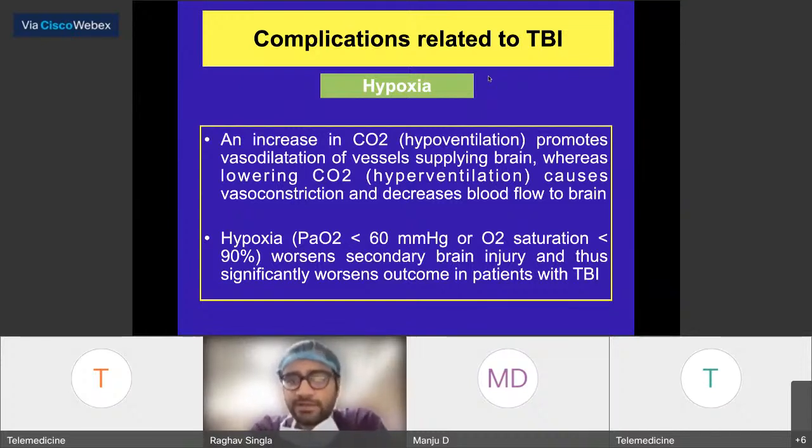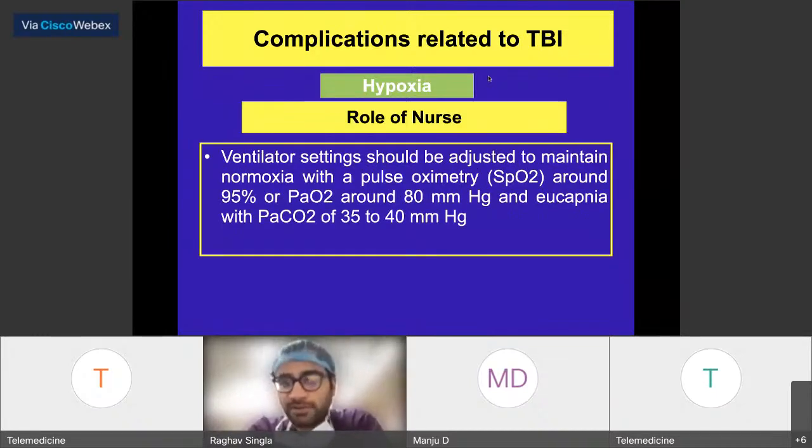As part of nursing care, we must see that the ventilatory settings of the patient are adequate. The pulse oxygen saturation should be maintained at more than 95% at all times. And we see that the patient has a normal carbon dioxide concentration in the ABG, around 35 millimeters of mercury. And report any rise in carbon dioxide, because that will lead to raised ICP also.